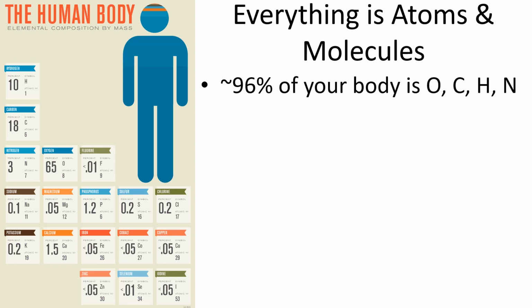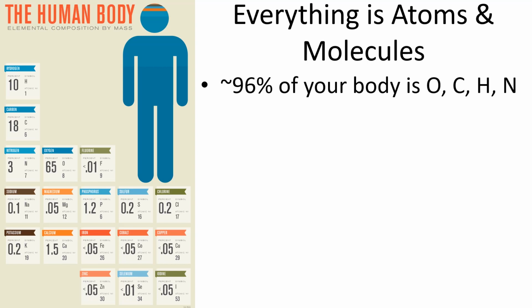On the left side of the slide, you can see a variety of elements and their percent abundance in your body. The most abundant element by mass is oxygen. Now, this is because roughly 70% of your body is water. Of course, we know that water has a chemical formula of H2O. So each water molecule has 2 hydrogen atoms and 1 oxygen atom.